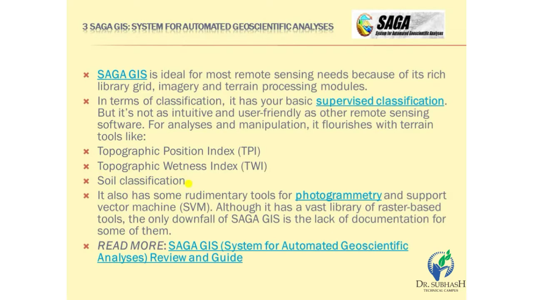is given based on the remote sensing data. It also has some rudimentary tools like photogrammetry and support vector machine. Although it has a vast library of raster based tools, the only downfall of SAGA GIS is a lack of documentation for some of them. So some of the documentation is not properly provided. So it is somehow very difficult to use that type of software.